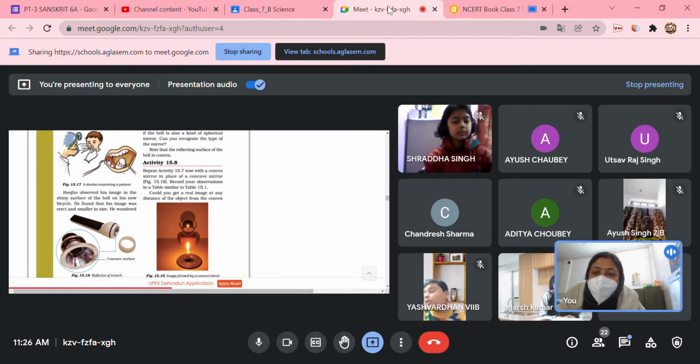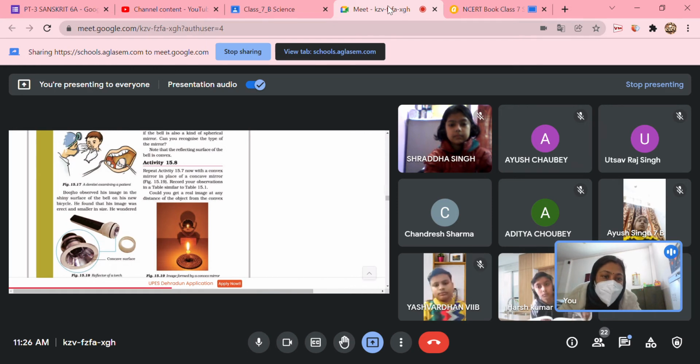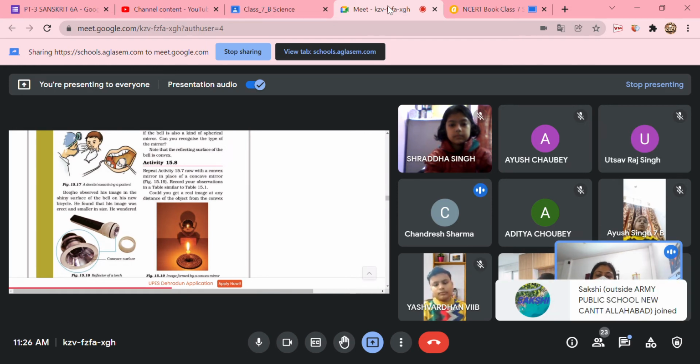You can see the image formed by the concave mirror in the dentist's hand. The teeth are very small, but when he puts the concave mirror inside, he will be able to see the enlarged, magnified view of the teeth. So he can see if there is any cavity or not, and whether any treatment is needed or not. Okay. Now continue.